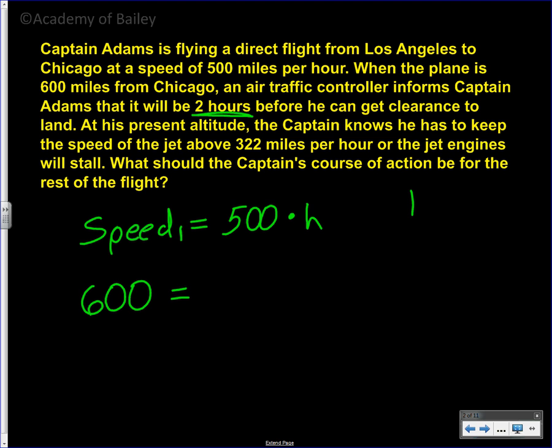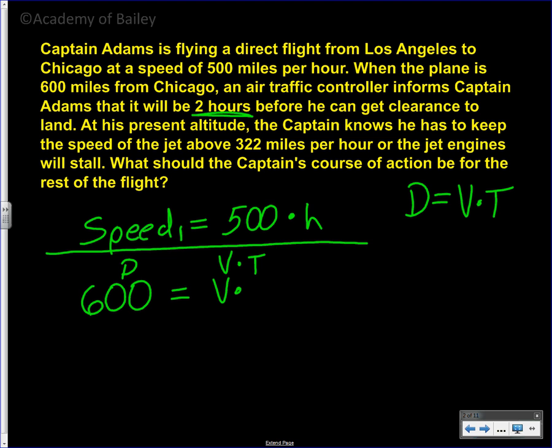So the formula is distance is equal to rate times time. Rate times time. Or maybe science teachers, I think, use velocity times time. I think that's more what they use. So distance is equal to velocity. Velocity is your rate of speed times time. So the distance is equal to rate. I'm sorry, I keep putting rate there. Distance is equal to velocity times time. And so what will his velocity have to be in order to get to Chicago in 2 hours?